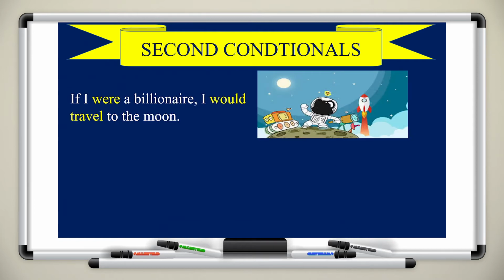So let's take a look at some of the examples. If I were a billionaire, I would travel to the moon. Am I a billionaire? No. Can I travel to the moon? Of course not, okay? So it is something that is unrealistic and something that's not going to happen.